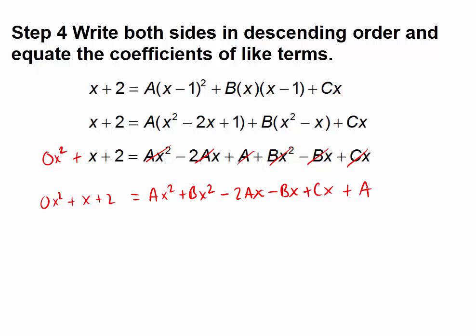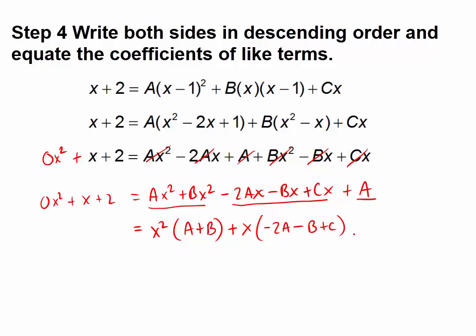Now once we've got it in descending order, we're ready to write our system of equations. Notice I want to factor an x squared out of these first two terms, an x out of the next three, and then that one's going to stand alone by itself. So if I factor an x squared out, it would be a plus b. And if I factor out an x here, I'll have negative 2a minus b plus c, and then finally plus a, equal to 0x squared plus x plus 2.